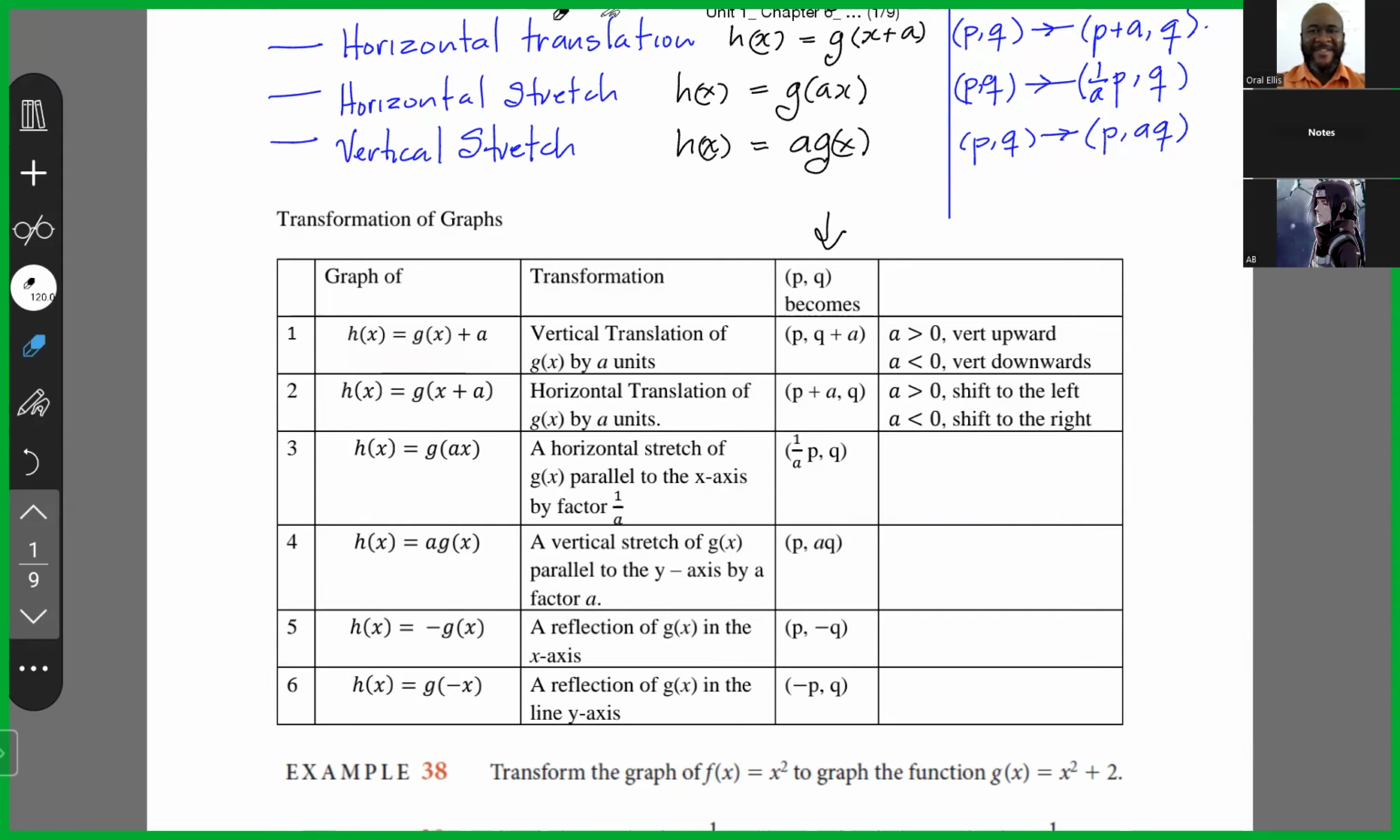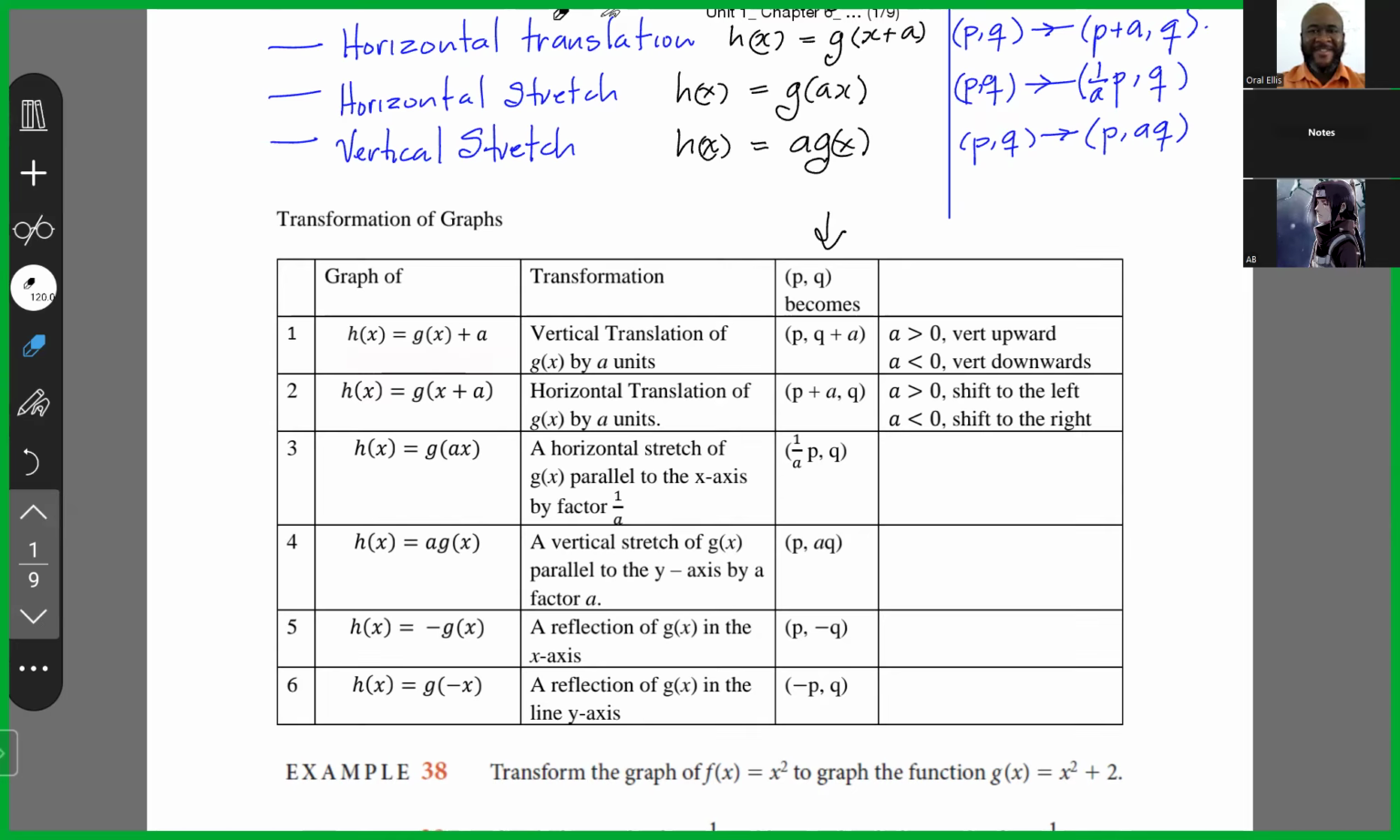The second one says h of x is equal to g of x plus a. Now, this is a horizontal translation of g of x. So in other words, we can get the graph of h of x is equal to g of x plus a by horizontally translating the graph of g of x. Now, horizontal translation means that you're either going to move it to the left or you're going to move it to the right.